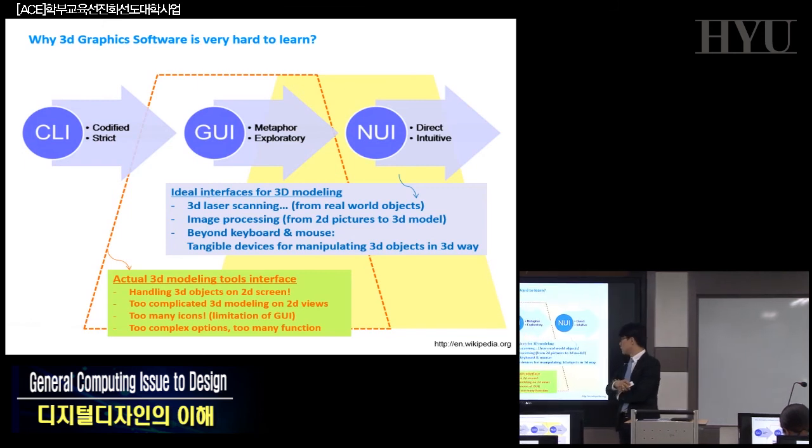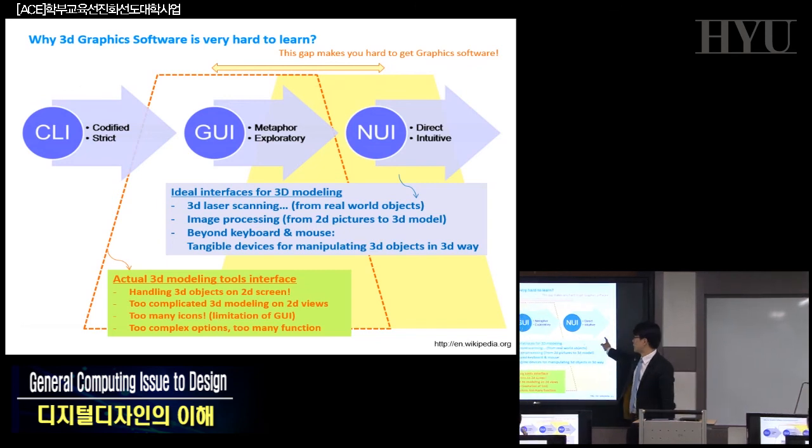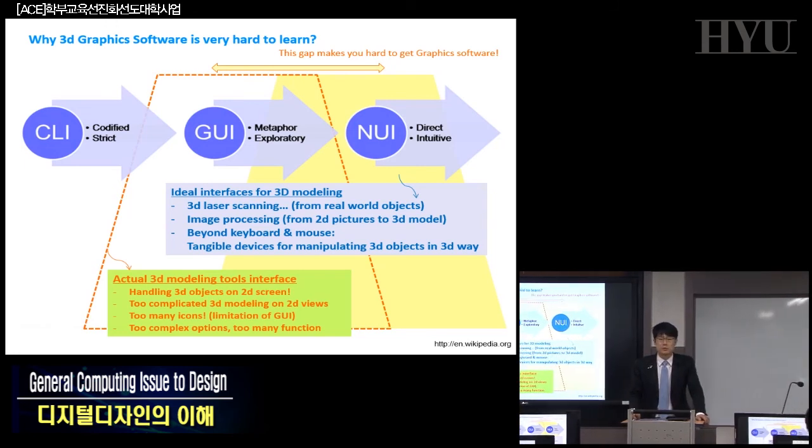Too complicated 3D modeling on 2D views, too many icons, too many buttons. You don't know what to do when you see a very complicated 3D GUI and 3D design software. The gap between the ideal interface and the actual interface you are using now makes it hard to learn 3D computer graphics software. But anyway, we need to take a look at some details.